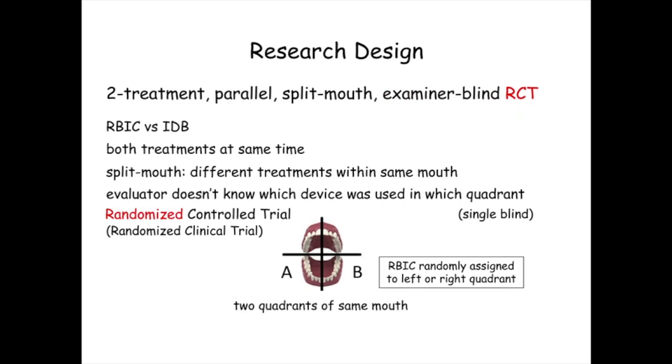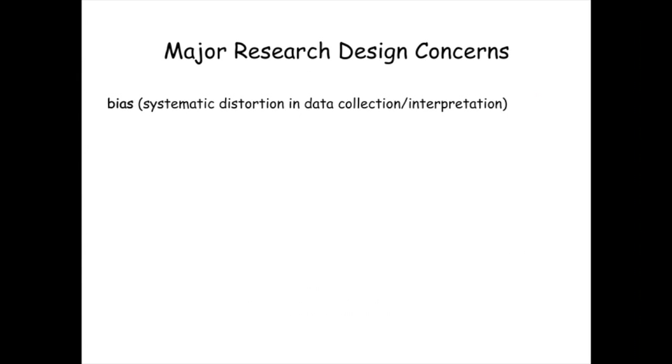In an RCT, treatment assignment is done using a randomized process, eliminating the possibility of bias. For this study, both quadrants had the same likelihood of receiving the rubber-bristled device. Bias can occur when an investigator, consciously or otherwise, assigns subjects to treatment groups in such a way that the groups differ in a systematic way.